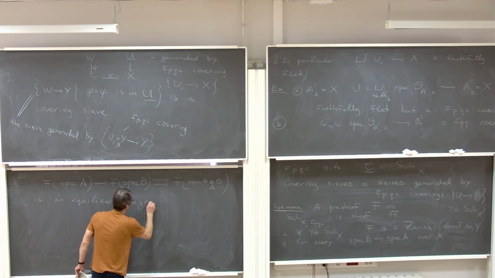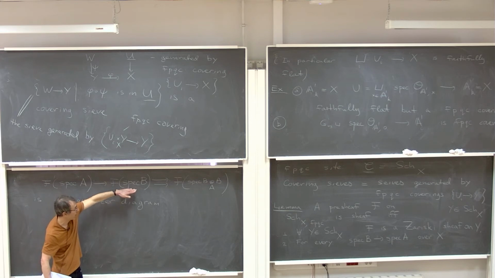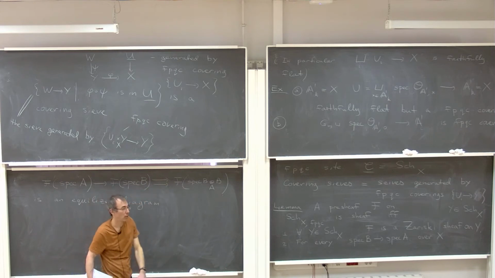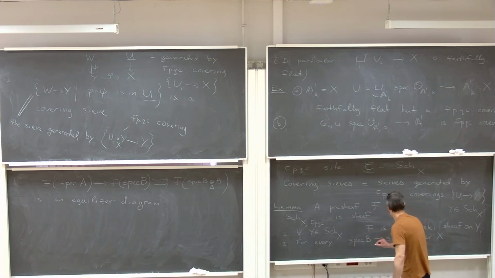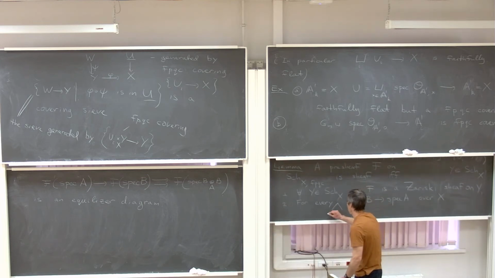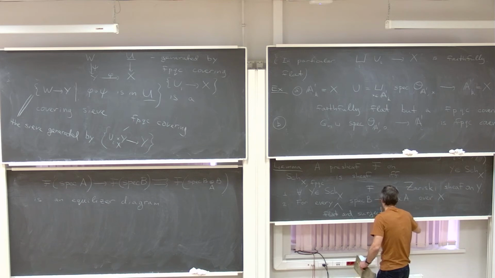Which means that this map induces a bijection between this set and the subset here, which consists of all elements where these two guys are equal. Shouldn't this map be FPQC proper? But yeah. For every, thank you very much. For every, that's very important. For every faithfully flat, let me write, flat and surjective. Of course, right. Thank you very much.